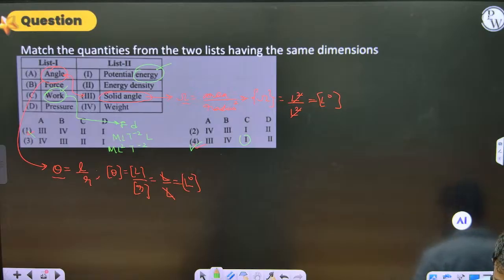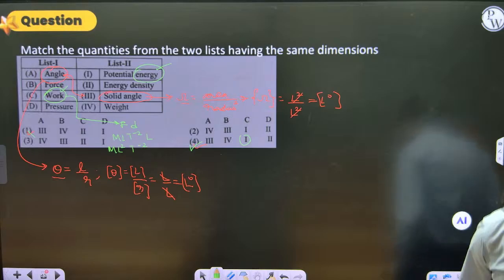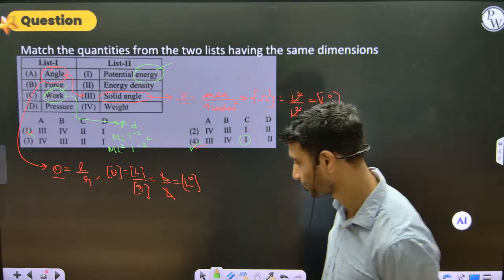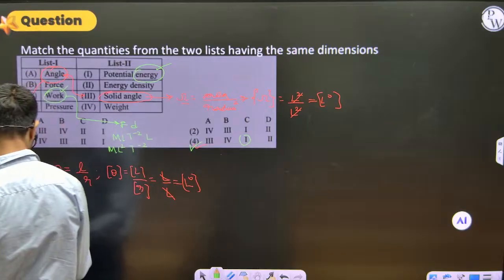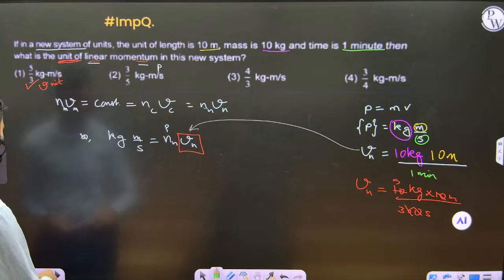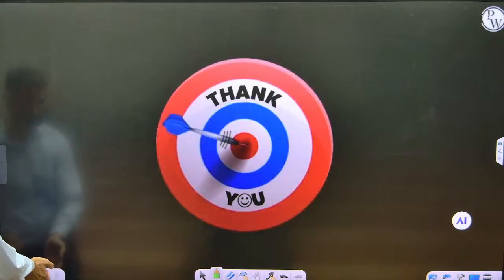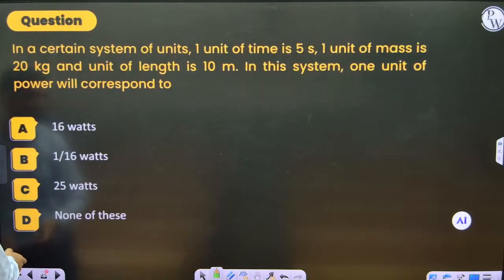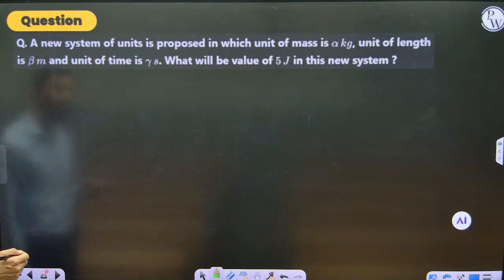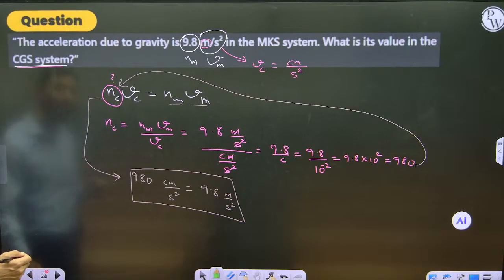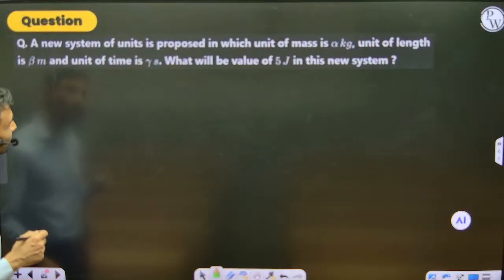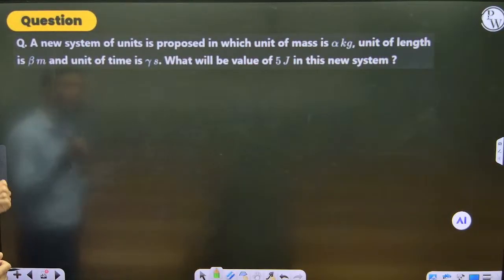So let's go and do more questions. As we said, we'll be doing questions only today. So let us do this question also. The gravitational constant question also we'll do, and then we'll do one more question also. Let's start with this one.